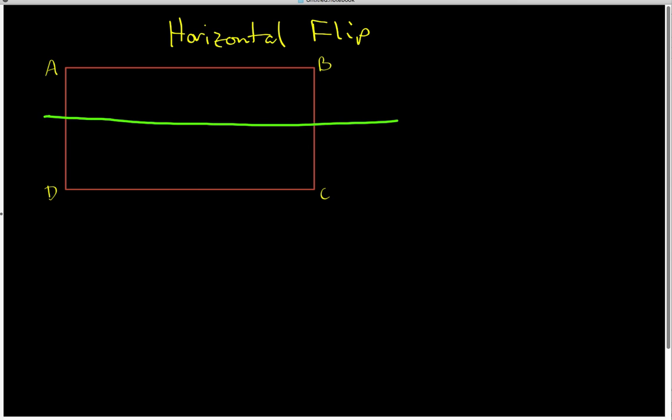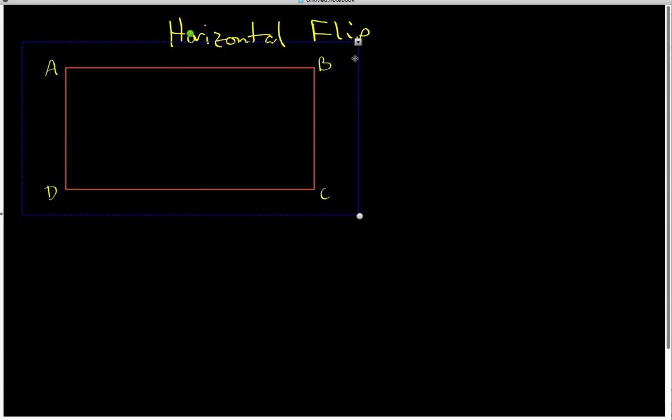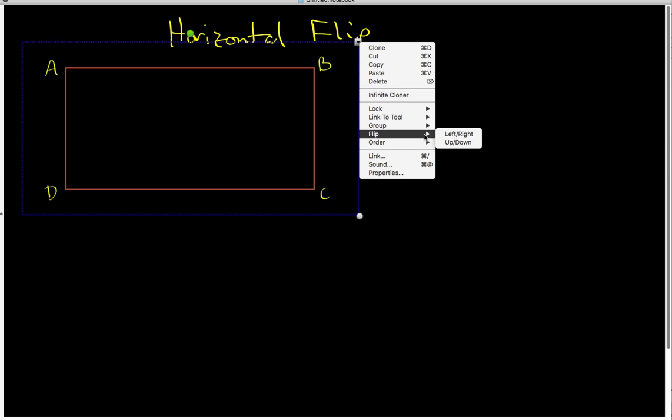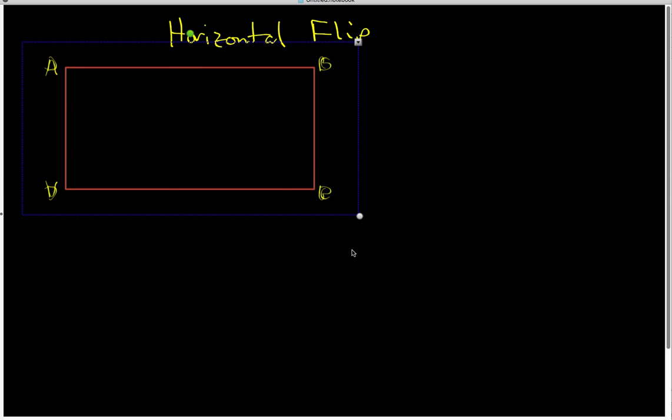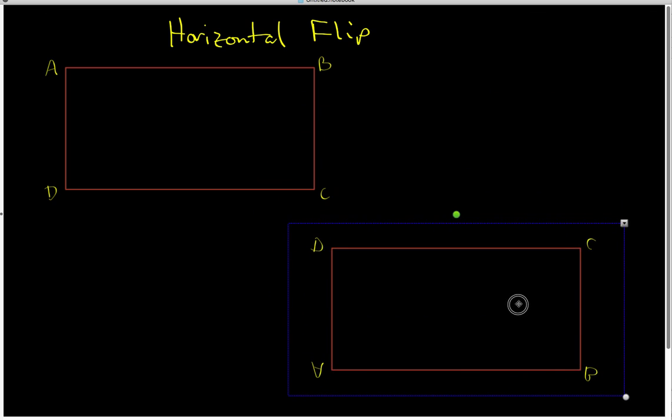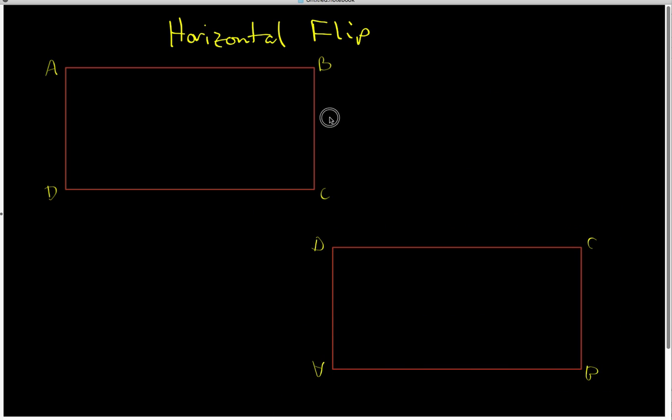And so what happens when we do that? Well, let's flip this up, down. And again, you'll notice that we have weird things on the rectangle, on the labels, but the rectangle itself landed on itself. So we pull it apart and we look at what happens. So this is what happens with a horizontal flip.